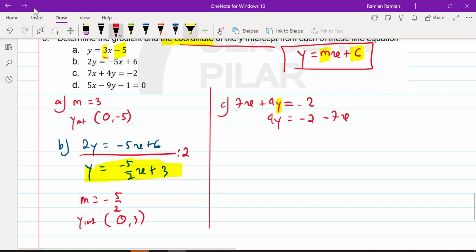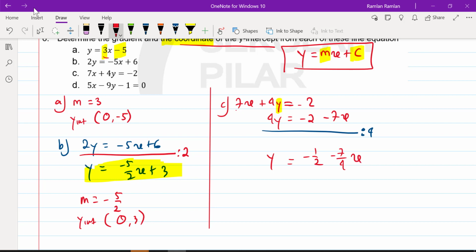Okay, the next thing we do is that we know that the y should be alone on one side. This guy is not alone yet. It does have a 4. So how could we get rid of that? We can divide everything by 4, right? So just divide this, this, and this by 4. And you will get y, because 4y divided by 4 is just y. And then -2 divided by 4 is going to be -1 over 2. And then this guy is just -7 over 4 x. Don't forget the x value, right?